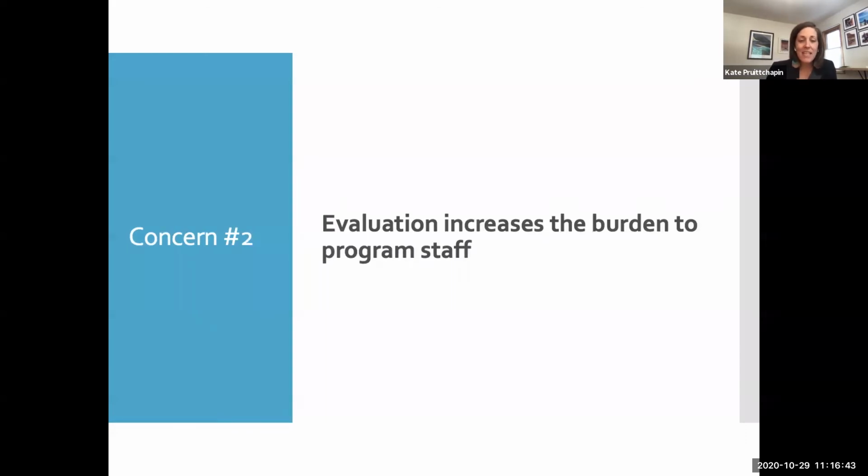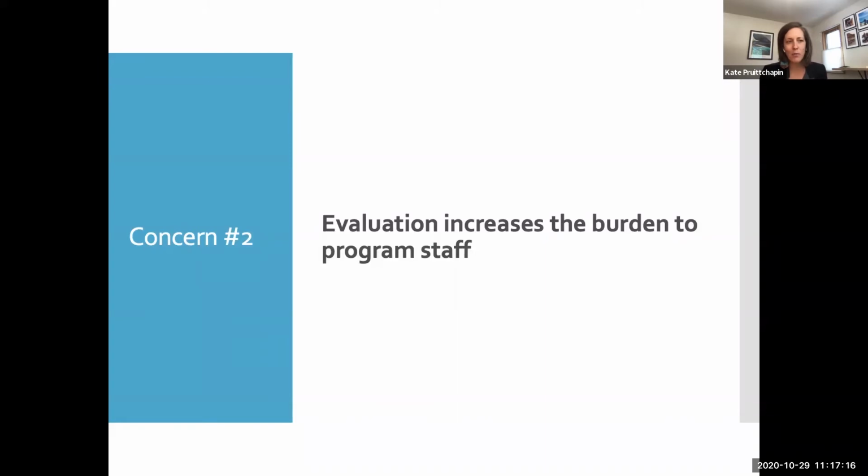Again, there's this idea that evaluation increases the burden to program staff, right? Again, you're having to do much more with less. That's sort of the theme, I think, oftentimes. So, the reality is that oftentimes program staff are already collecting information because they're most familiar with, or they have the most contact with program participants. So this can increase the burden because let's say they're running focus groups or they're doing surveys, right?